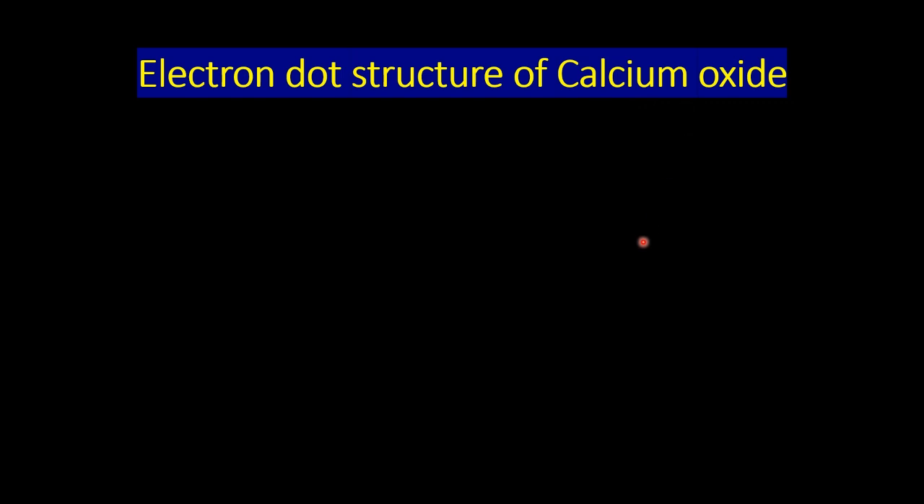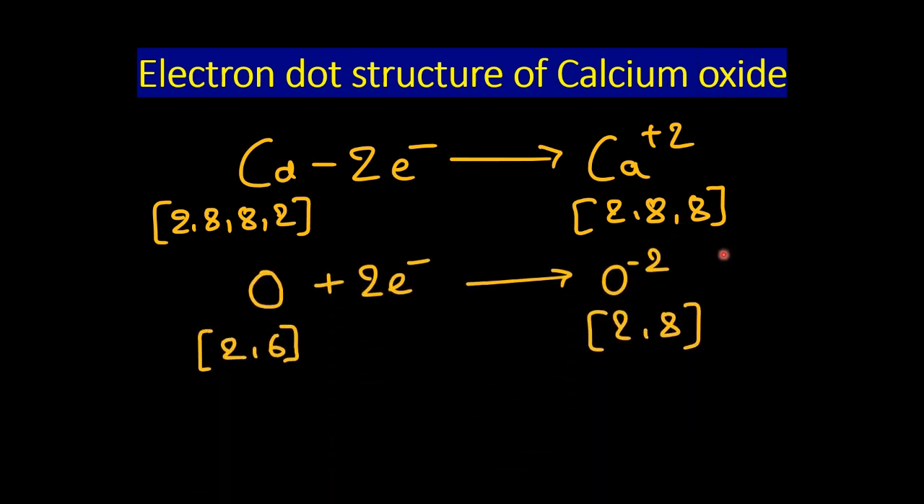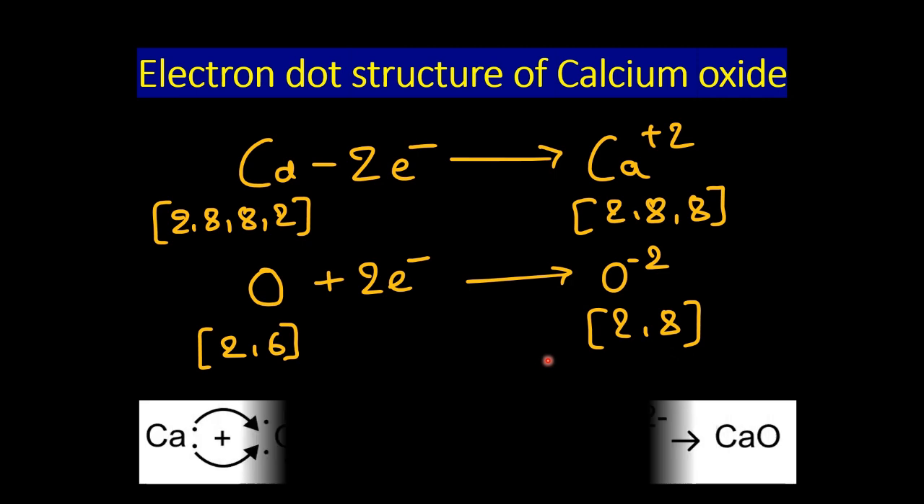Electron dot structure of calcium oxide. Again, calcium will lose 2 electrons; 2, 8, 2 becomes 2, 8, so it will become calcium plus 2 and stable. Oxygen will gain 2 electrons, 2, 6 will become 2, 8, and again it will become stable.